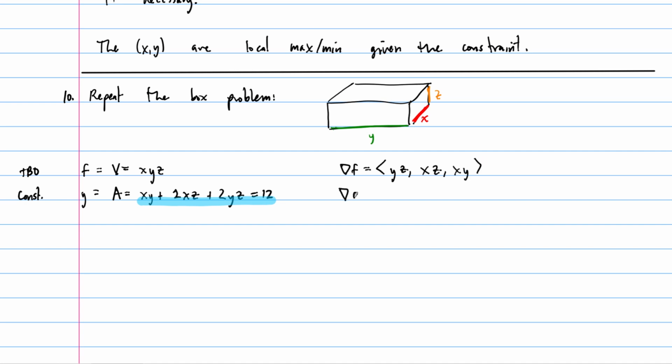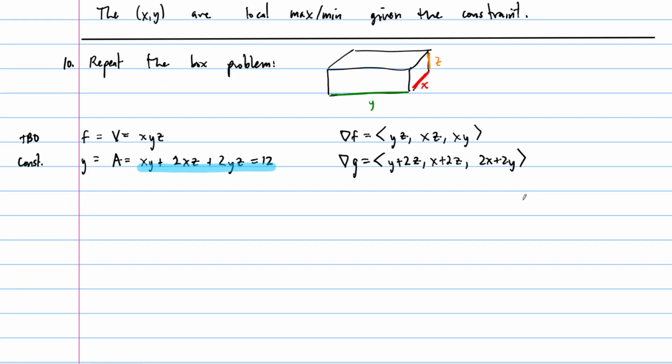All right, then we take the gradient of g. G is what we're calling the surface area function, right? So the derivative with respect to x of this function is y plus 2z, right? The derivative with respect to y is going to be x plus 2z. So symmetry there, that's no surprise. And then the derivative with respect to z is going to be 0 plus 2x plus 2y. So 2x plus 2y.